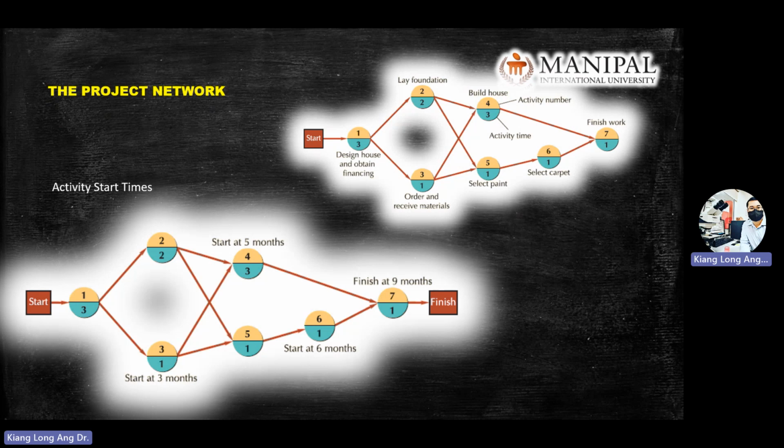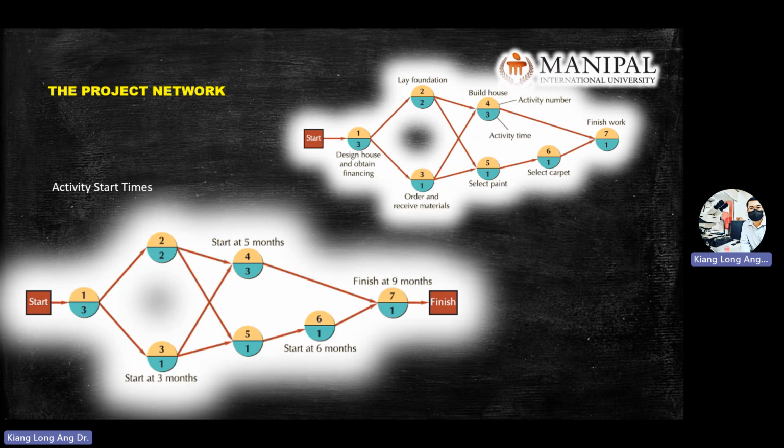Activity number 3, you can only start after you finish activity number 1, which means you need 3 months. Make sense? Okay. So the earliest you can start activity number 3 is after 3 months from the start of the project. The earliest you can start activity number 4 is 5 months after you start the project. Then number 5 also you can calculate, 6 also can calculate.